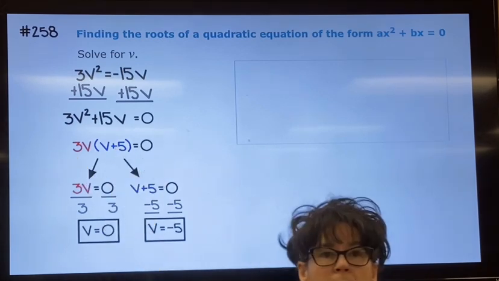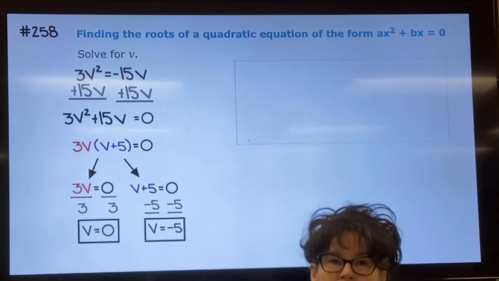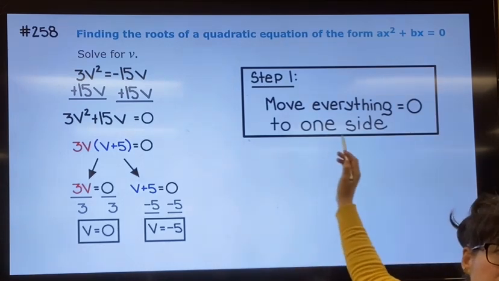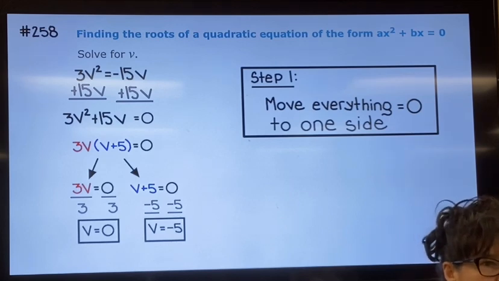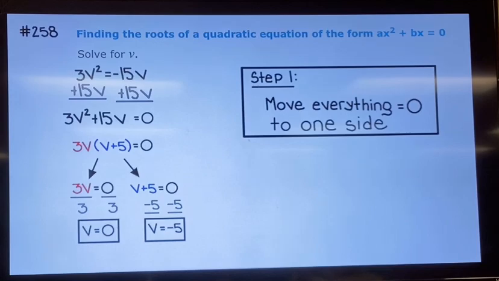We're using the 0 property, which means when things multiply together to get 0, then one of those pieces has to be 0. But don't forget that step 1 is to move everything to one side and set it equal to 0, and then you can factor and set each of those factors equal to 0 and solve.